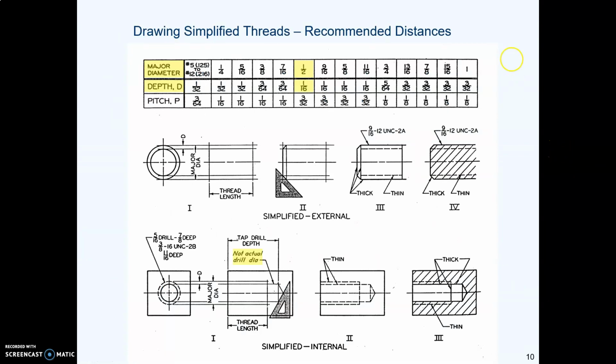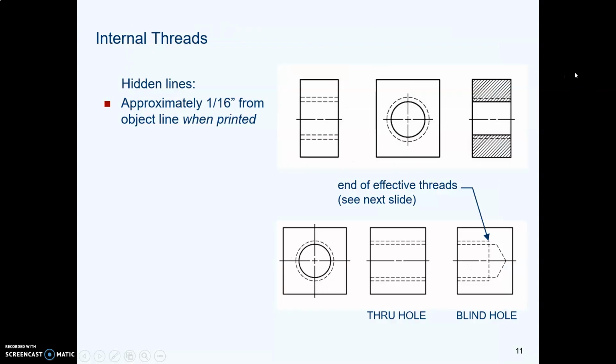Here's a table that suggests appropriate spacing when you're drawing fasteners. We're drawing something where we're going to use a 1/16 inch spacing from the outside of our bolt to where the hidden line is. If you were drawing a real small one, like a 1/4 inch bolt, you might want to offset that hidden line only a 32nd of an inch. So we're going to offset our lines a 1/16 of an inch when printed.